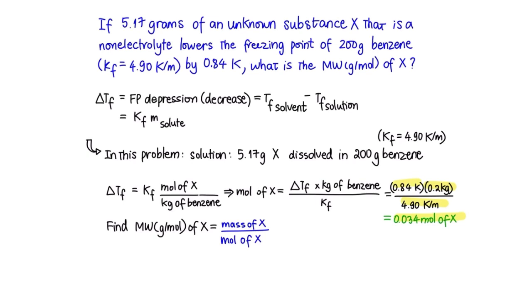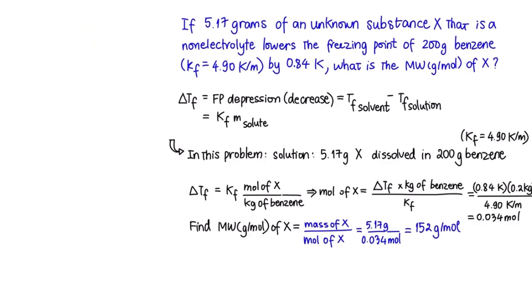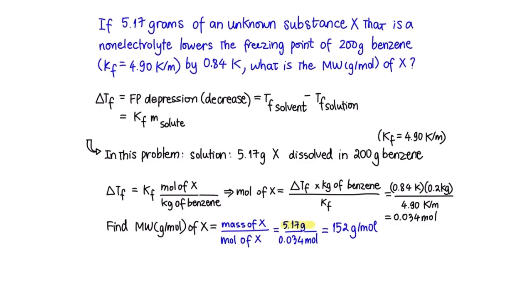0.044 moles of X. Once we've found the mole of X, we simply substitute it in to find the molecular weight of X. That's going to be 5.17 grams divided by 0.044 moles of X, and that's going to give us 152 grams per mole. That is the answer to this question.